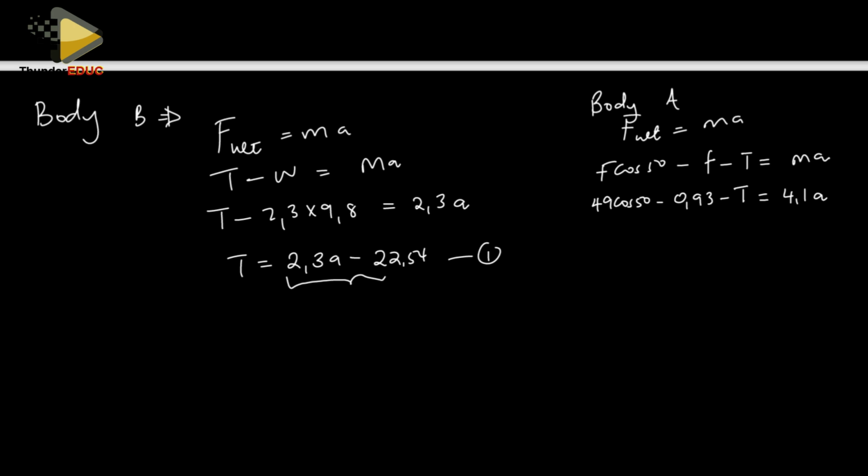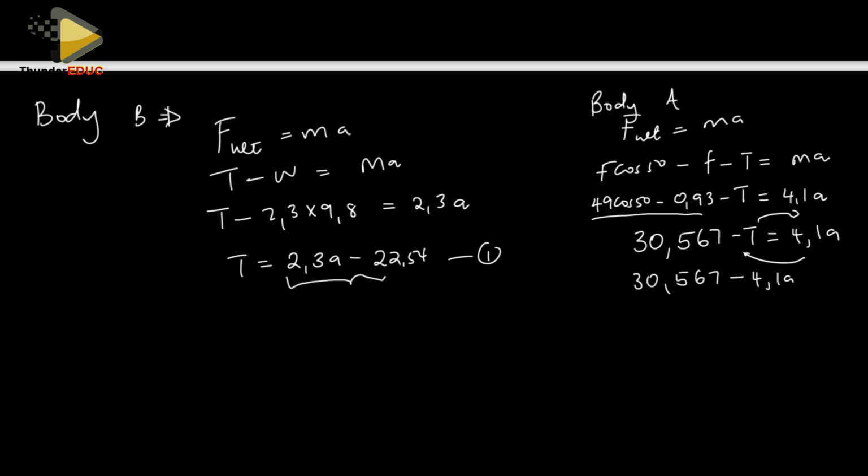Let me make T the subject so that I can equate both equations. Alright, so when I simplify these two, I have 49 cos of 50, I'm subtracting 0,93. That gives me 30,567 minus T should give us 4,1A. I'll move the T that side, I'll move this on this side. So 30,567 minus 4,1A should give us a T. Then I'll call this equation 2 and equate both equations.